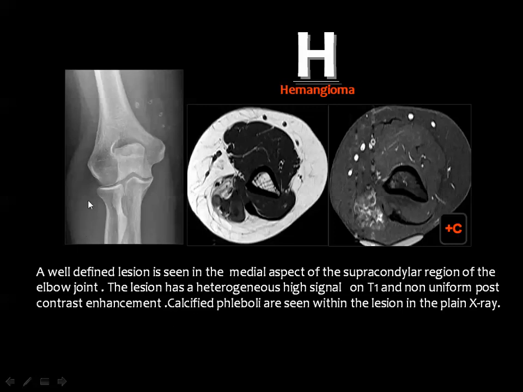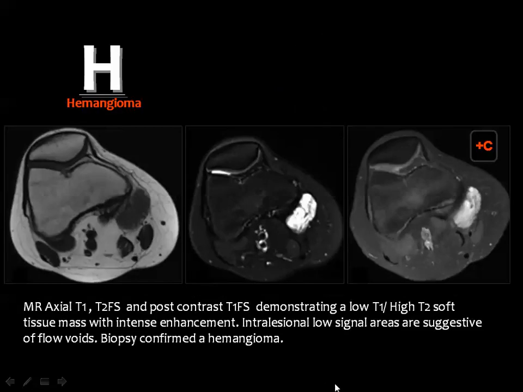X-ray of the elbow. Without this X-ray, this lesion cannot be diagnosed from MRI, because when you see a lesion which is a little bit bright in the T2 weighted image, and after injection of contrast it shows some enhancement. But if you can see these phleboliths, then the diagnosis is very easy. Hence, the importance of the plain X-ray.